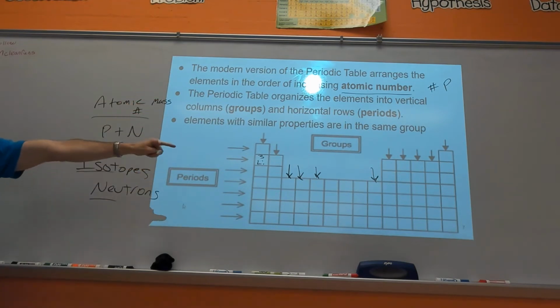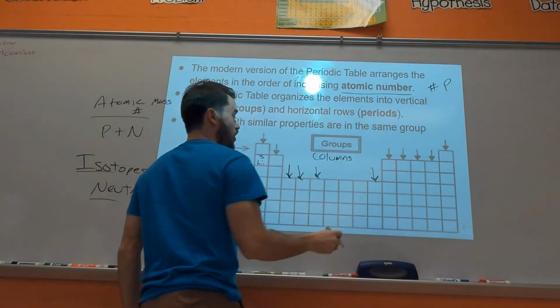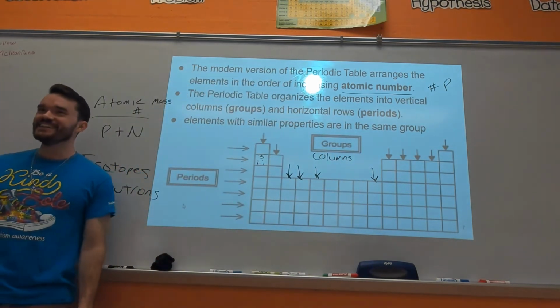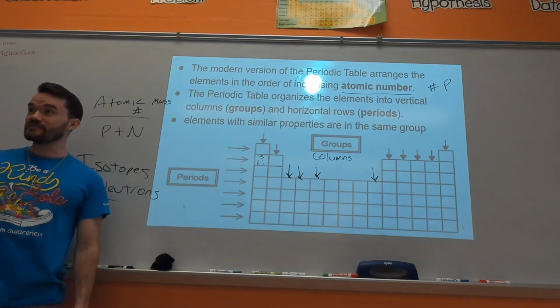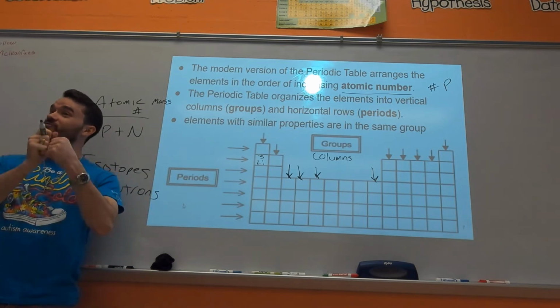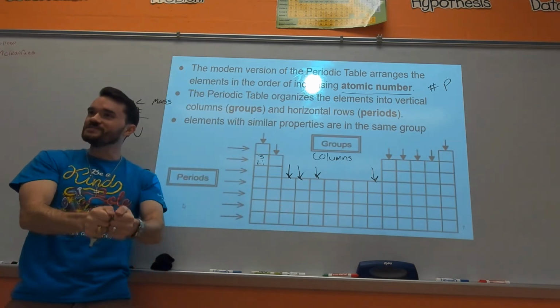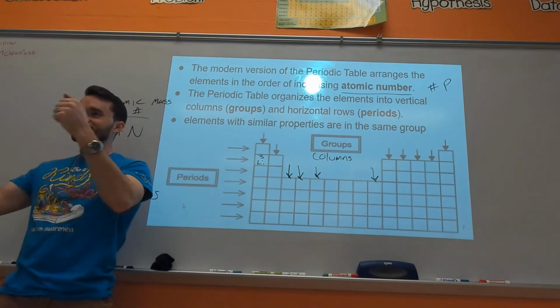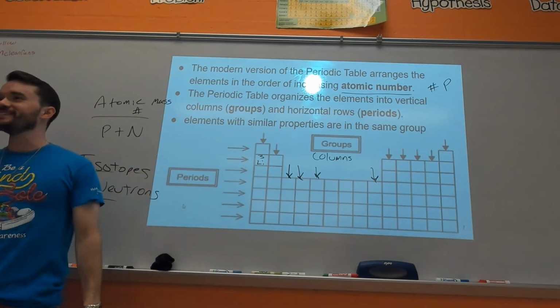So vertical columns are groups. Here's how you can remember that. In a horror movie, what is the worst thing you can do? Split up. You're stronger in a group. And when you build something, you want to have those vertical columns. It makes it stronger. So the groups are the columns, and the periods are just the other thing.